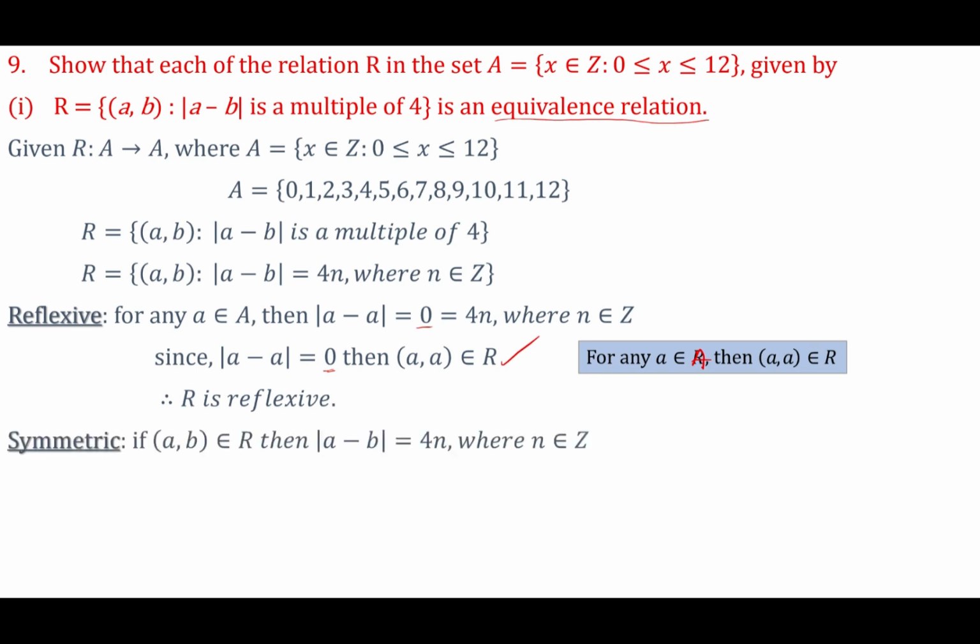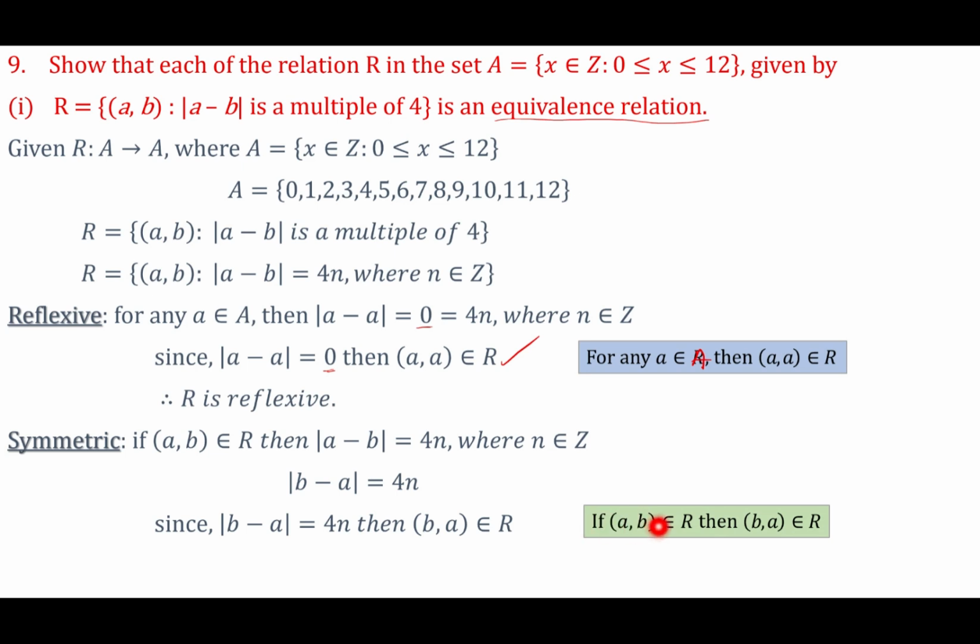Now, symmetric. If (a, b) belongs to R, as per the relation, |a − b| = 4n, which means |b − a| is also 4n. If I take the negative sign as common, the modulus of the negative sign is the same, so |b − a| = 4n. This means (b, a) belongs to R. The symmetric relation says if (a, b) belongs to R, then (b, a) must belong to R. Therefore, it is a symmetric relation.